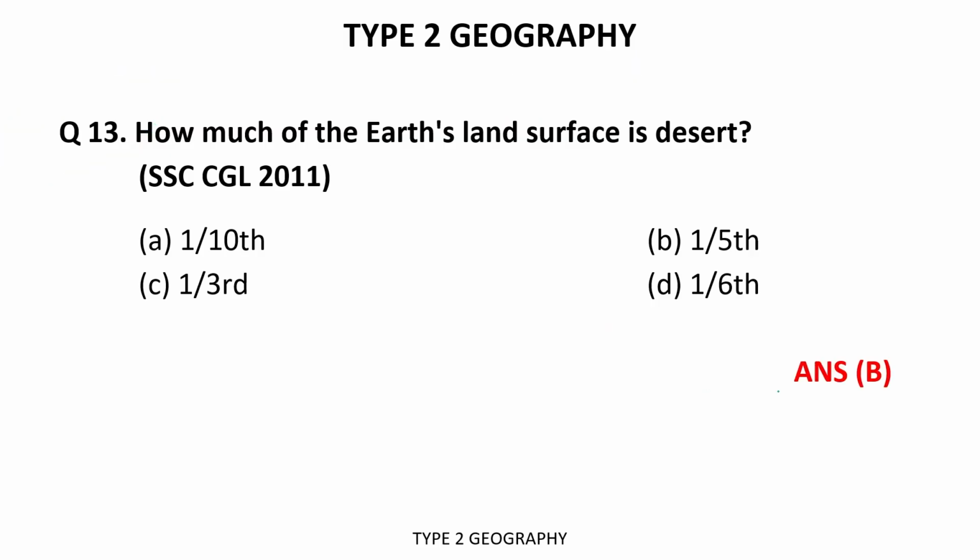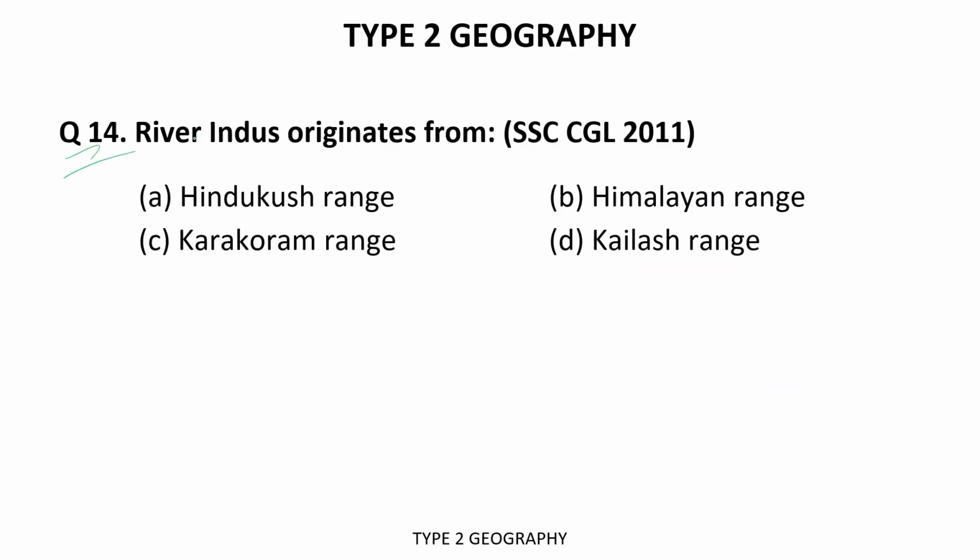Time's up. The correct answer is that 1/5 of the Earth's land surface is desert. Now the 14th question we have: River Indus originates from. It's a very basic question, I had told you so many times. 20 seconds you have to answer this question, and your time starts now.